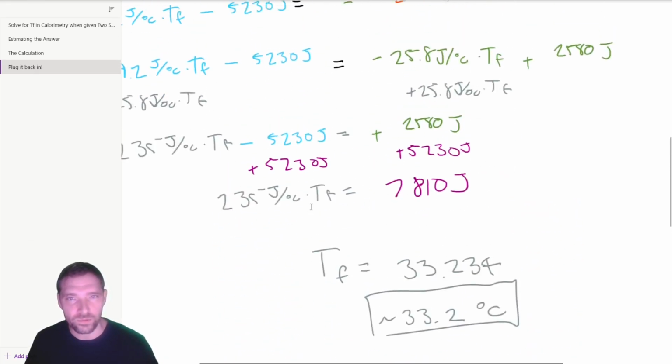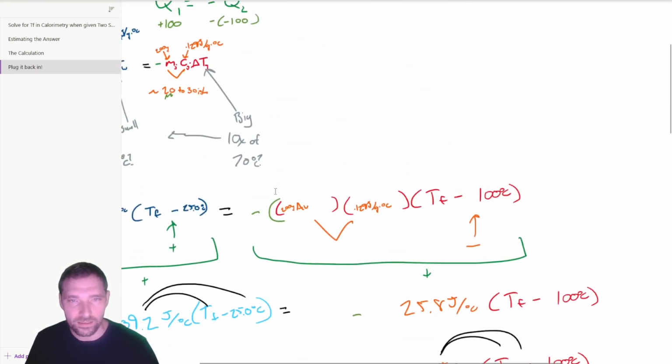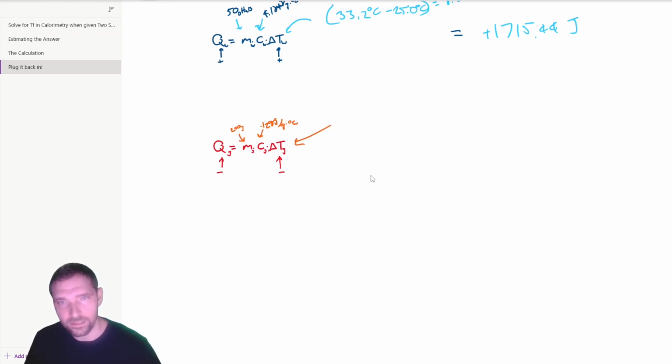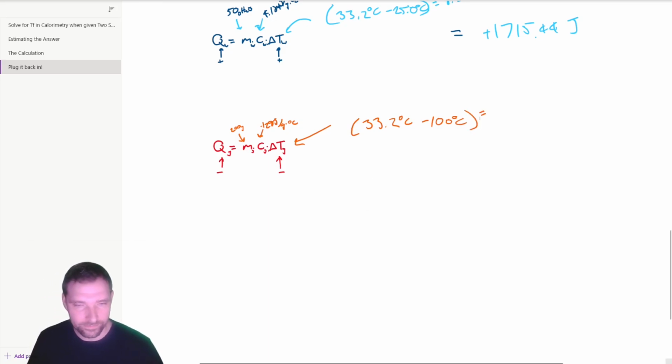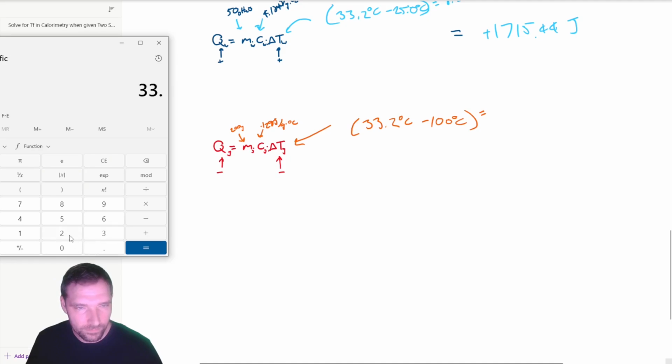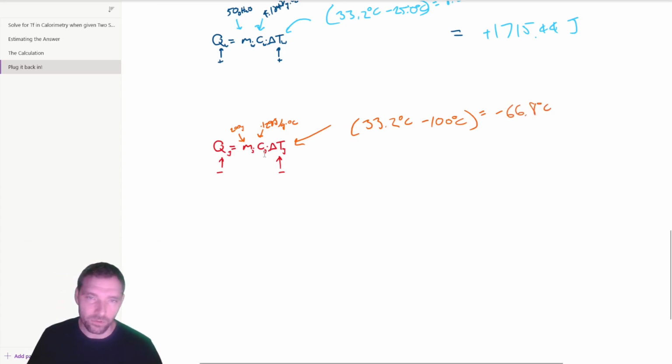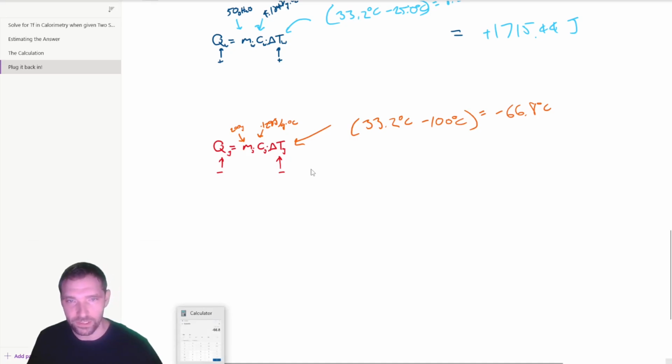And we can do the same sort of trick here with these numbers. We've got 200 in the 0.129 for our M and our C value here. And then for our T final, we've got that 33.2 degrees Celsius minus the 100 degrees Celsius. When we do that, we get minus 66.8 degrees Celsius. And then we multiply that by these other two numbers, and that should give you the Q here.